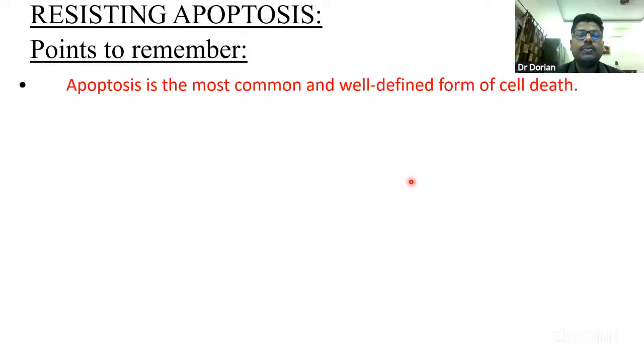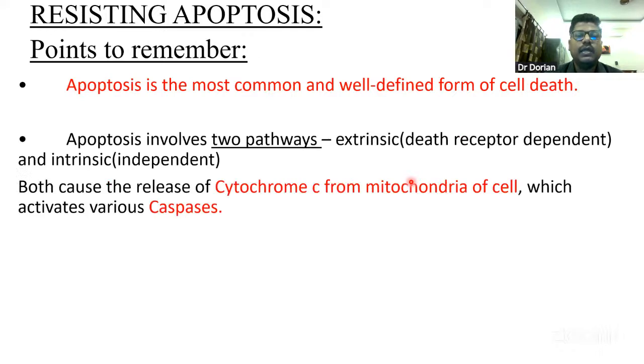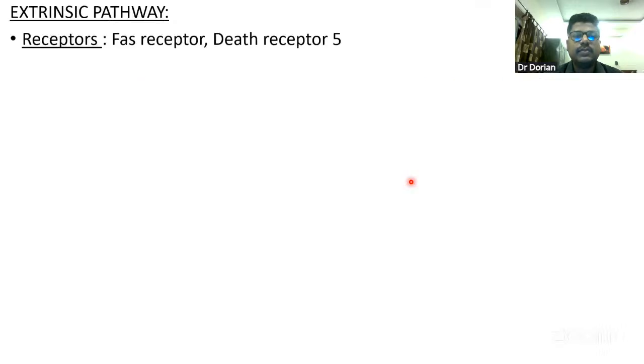So, resisting apoptosis. How does a cancer cell resist apoptosis? Apoptosis is the most common and well-defined form of cell death. It has two pathways, as you know: the extrinsic pathway and the intrinsic pathway. Both pathways cause the release of cytochrome C from the mitochondria of the cell. The extrinsic pathway is dependent upon receptors from outside. The receptors are FAS receptor and death receptor 5. Ligands for these are FAS ligand and TRAIL.